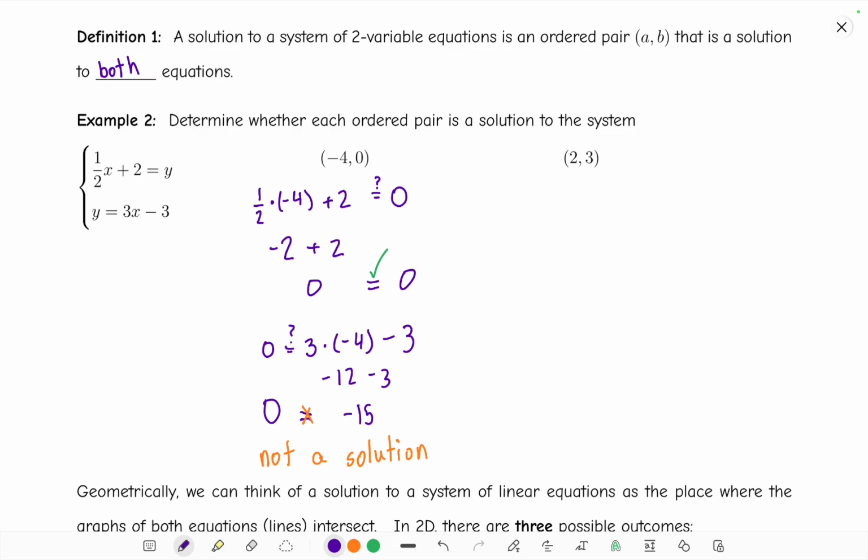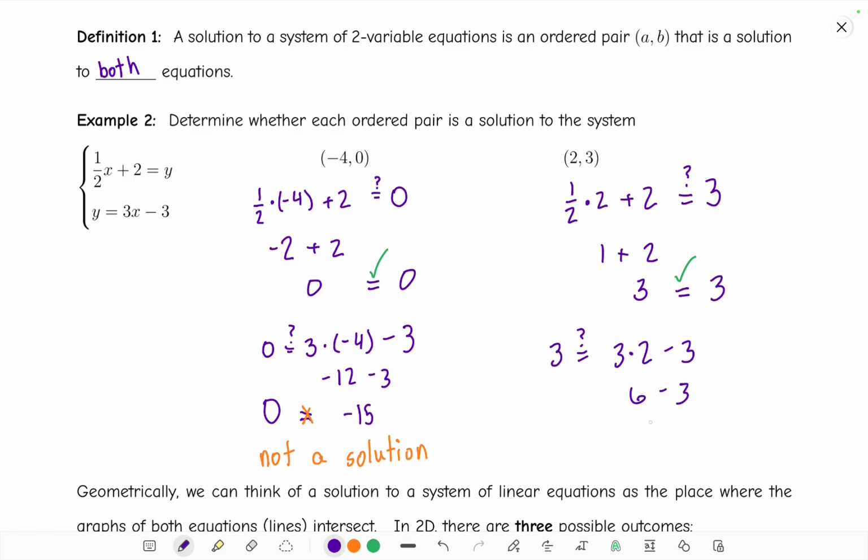Okay, now let's check the point (2, 3). 1/2 times 2 plus 2. Does that equal 3? 1/2 times 2 is 1. 1 plus 2 is 3. That checks out. And check the second equation. So we get 3. Does that equal 3 times 2 minus 3? Well, that's 6 minus 3, which is 3. Which does equal 3. So this one is a solution.